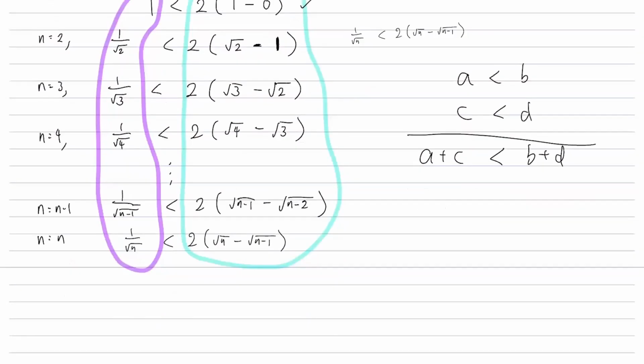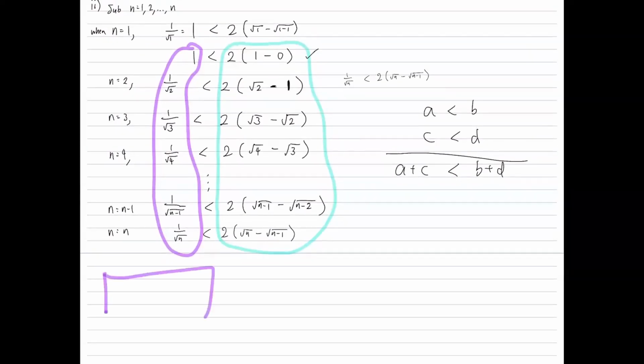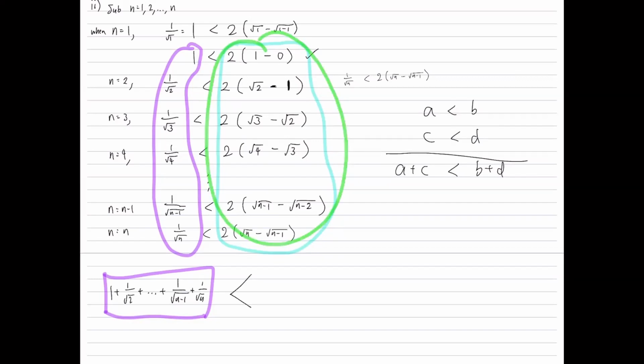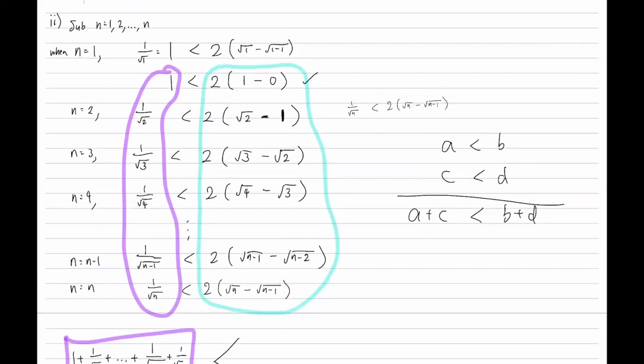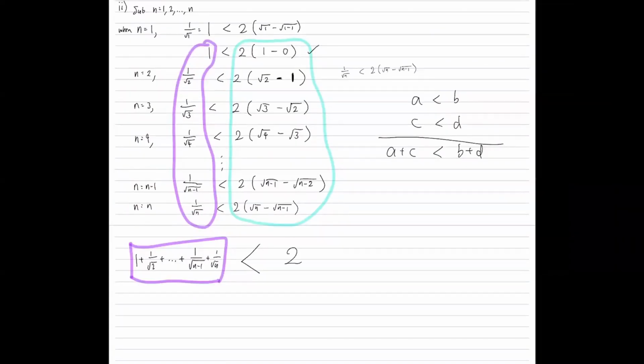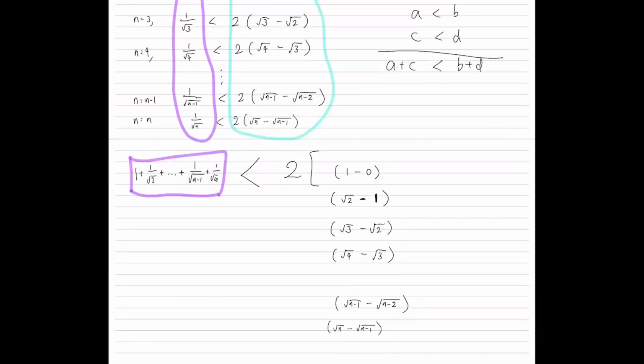So we end up with the left-hand side, the purple one, being 1 plus 1 over square root 2 plus 1 over square root 3 plus dot dot dot until 1 over square root n minus 1 plus 1 over square root n, which is less than the summation of all this. What do you notice if you add them all together? You can factor out the 2, right? Let's just factor out the 2 first to make things more obvious. Then we are left with everything that's in the middle. I think you're starting to see a pattern already. Method of difference. Yes, correct.